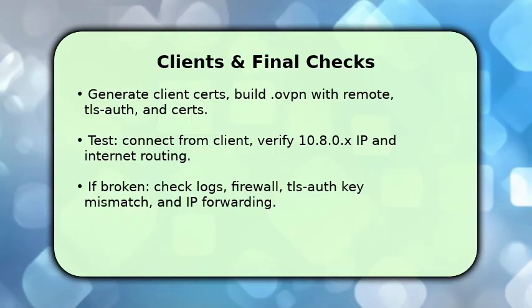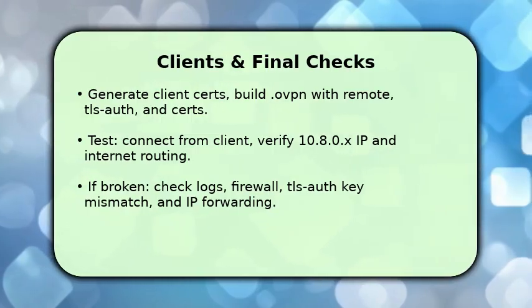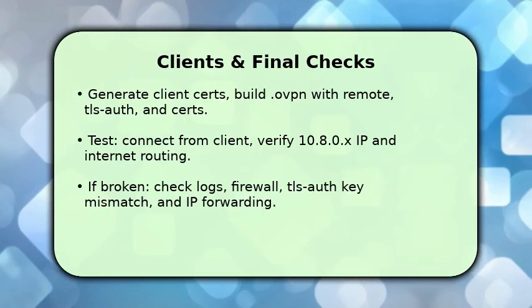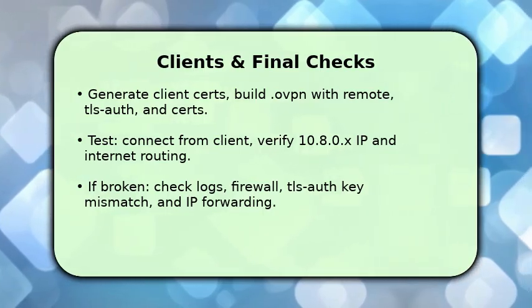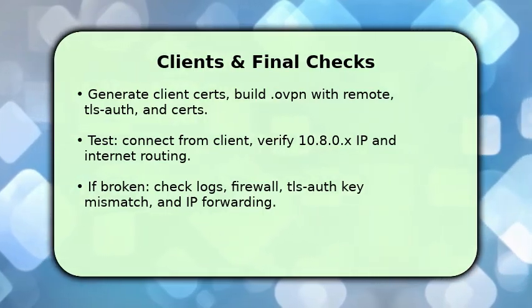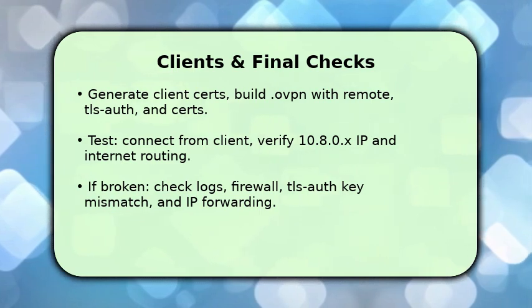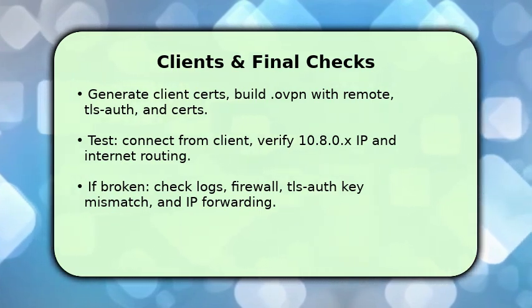If something goes wrong, check OpenVPN logs on server and client, confirm firewall/iptables rules and IP forwarding, and ensure the TLS auth key and certificate names match exactly to avoid handshake failures.